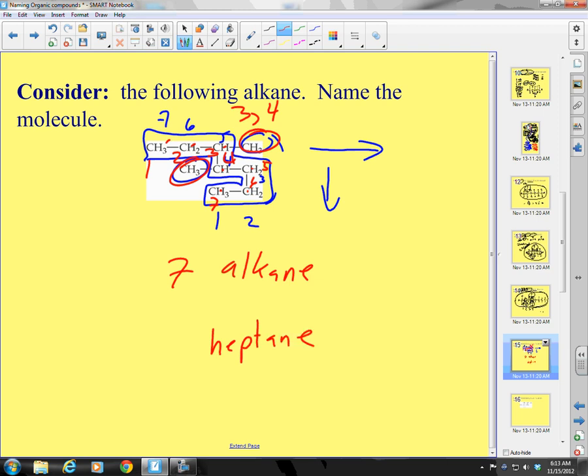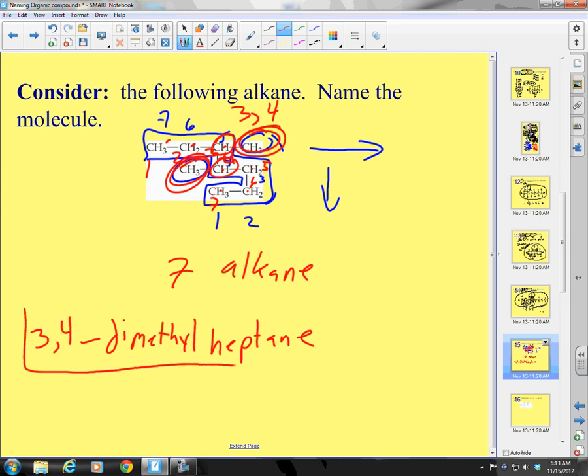On this heptane, what do I have? I have this branch and this branch. Those are both what? CH3s are methyls. So it's a methyl heptane. How many methyls do I have? 2. That means di. Where are those methyls? Well, I have a methyl on the 3rd carbon and a methyl on the 4 carbon. So we'd call this 3,4-dimethylheptane.